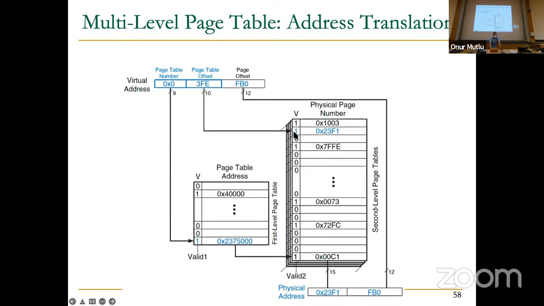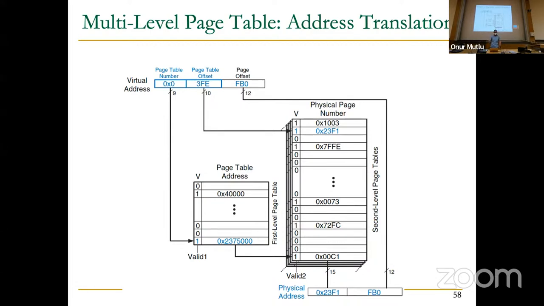And that also happens to be valid, meaning that the physical page you're looking for is also in physical memory. The virtual page you're looking for is also in physical memory. And that is the physical page number. So you take that physical page number, concatenate with it the page offset, and that's your physical address that you want to access. And then you do the memory access to that location.